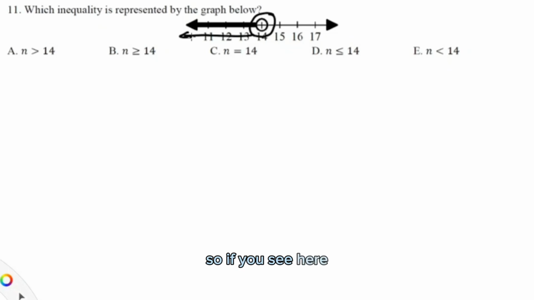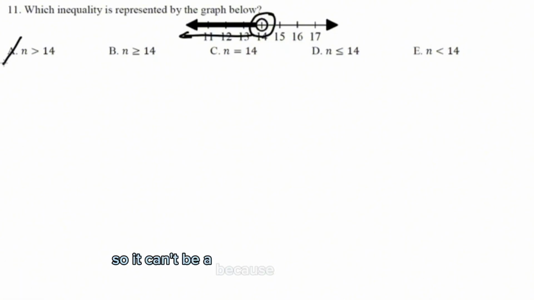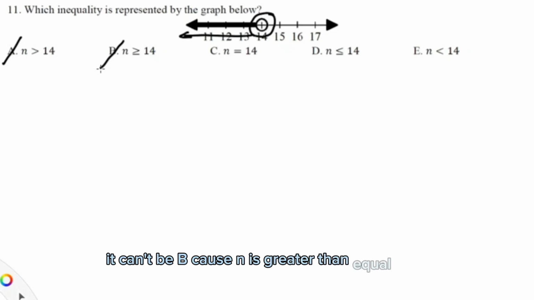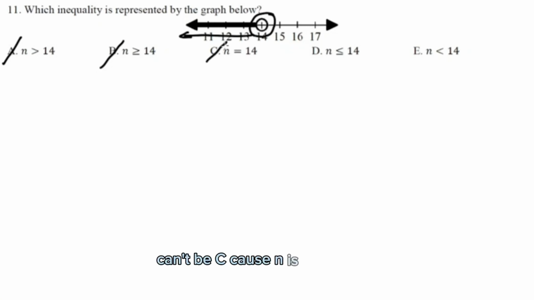If we see here, there's only a few that are less than 14. So n has to be less, right? It can't be A because n is greater than 14 in A. It can't be B because n is greater than or equal to 14. It can't be C because n is equal to 14. So it's either D or E. Now, how do we know which one it is?